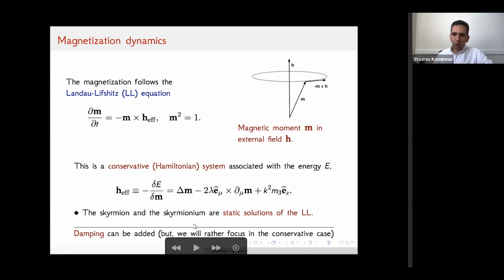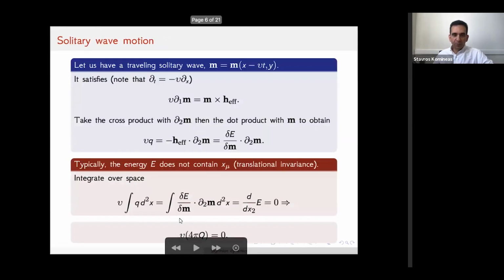Now, the skyrmion and the skyrmionium are minima of the energy, and they are, of course, by implication, static solutions of this so-called Landau-Lifshitz equation. So you solve this equation somehow numerically, or maybe analytically if you can, and these are static solutions. People sometimes ask at this point, but there are damping effects in a system. Yes, there are. They are not included here. You can include them, but we're not going to go into that today. They are supposed to be smaller effects.